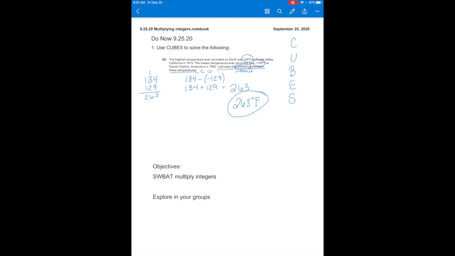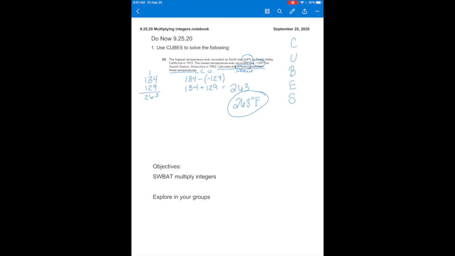So the do now says the highest temperature ever recorded on Earth was 134 degrees at Death Valley, California in 1913. That is really hot. The lowest temperature ever recorded was negative 129 degrees Fahrenheit at Vostok Station, Antarctica in 1983. Calculate the difference between these temperatures.